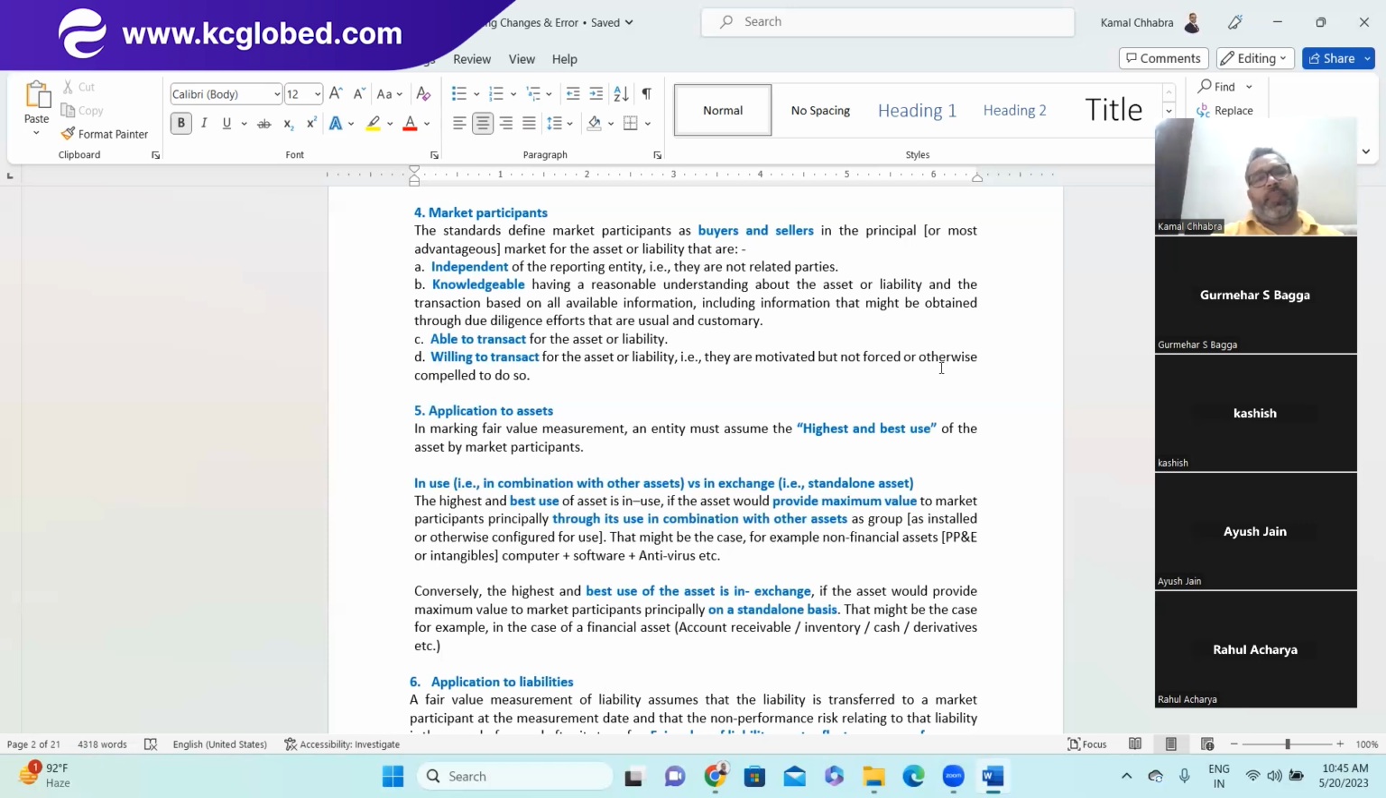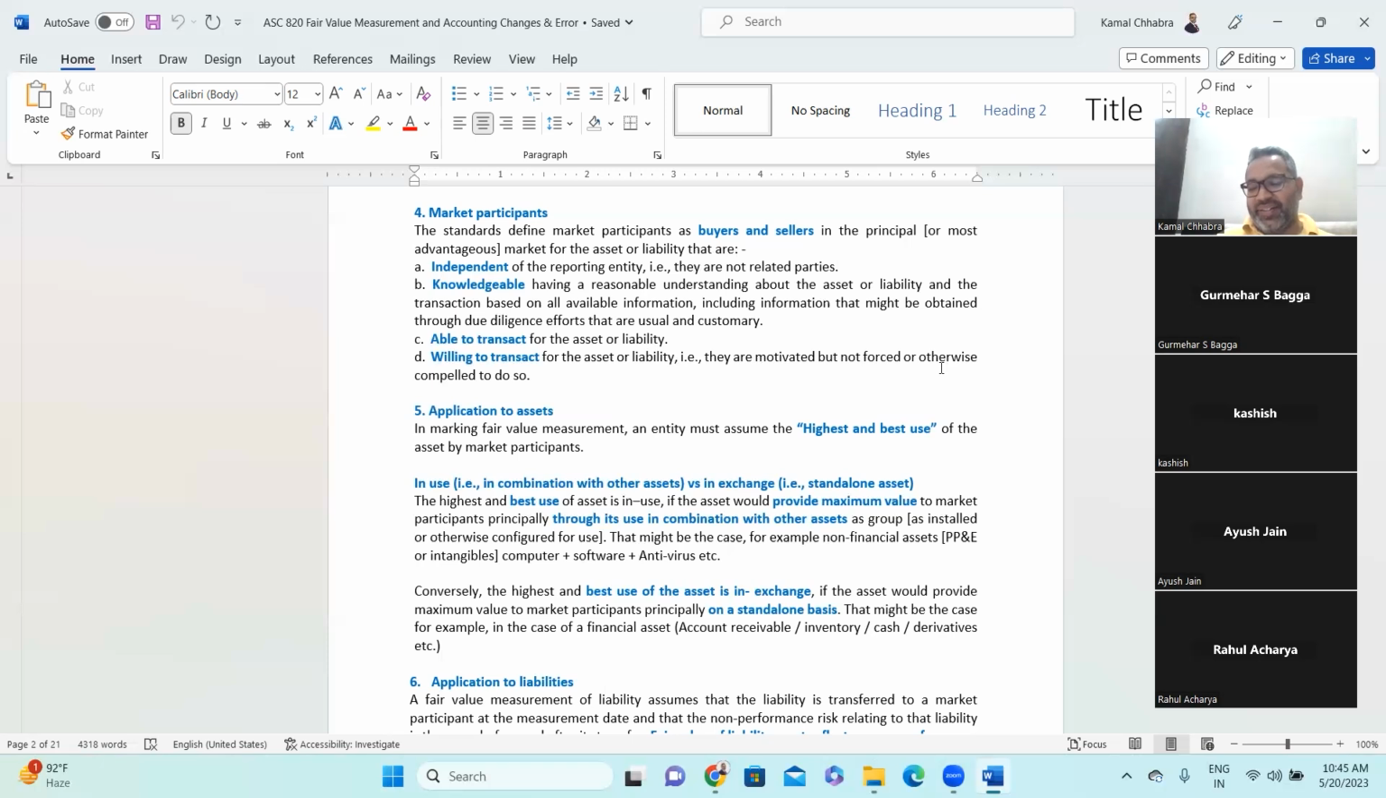Third one is they both are able to do the contract. So who can do the contract? Hope you remember from your college days, the Contract Act. Who can do the contract and who cannot? Can any minor do the contract? No, sir. Minors cannot. Can any insane person do the contract? No, sir. Right? Who else cannot do the contract?